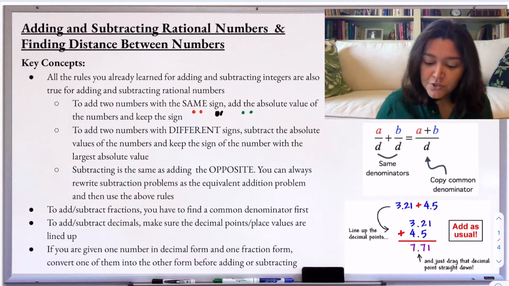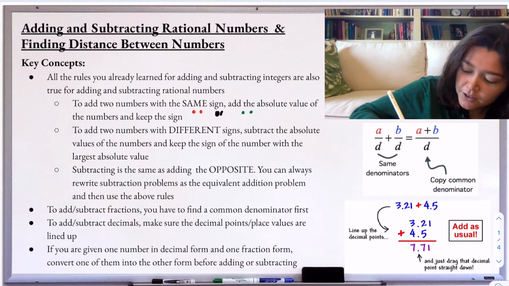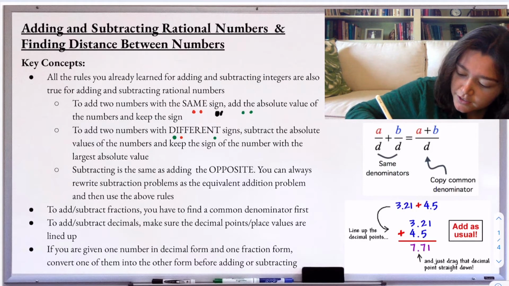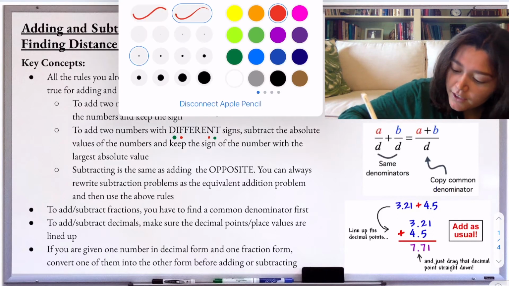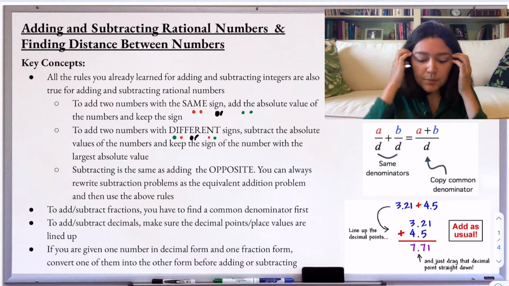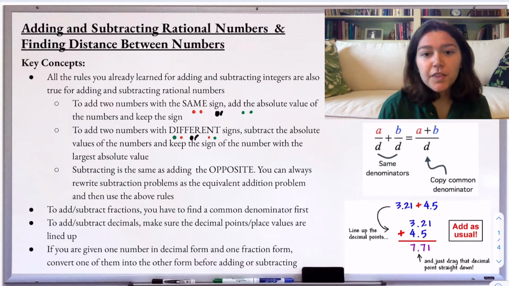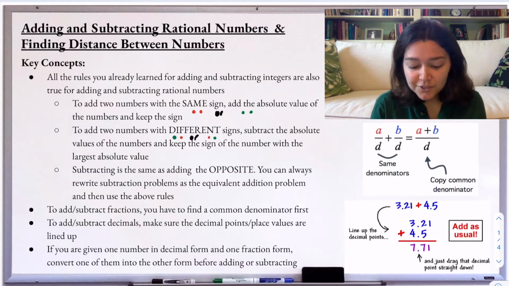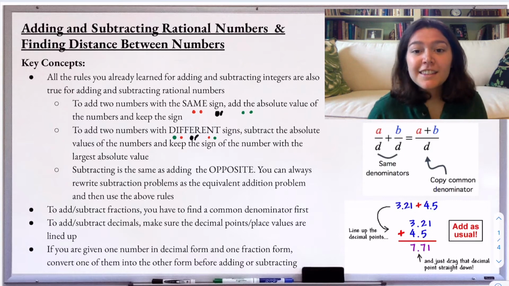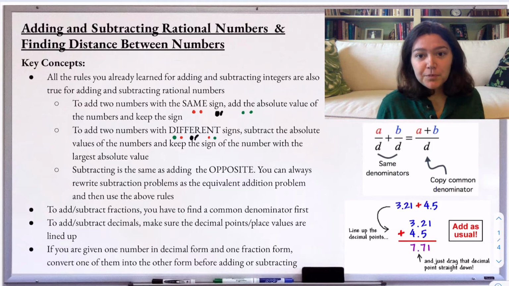And then when you add two numbers with different signs, meaning you have one positive and one negative, the order doesn't matter, then you're going to subtract the absolute values of the numbers and then keep the sign of the number with the largest absolute value. Remember, if we see subtraction, subtracting is the same as adding the opposite of the number. So you can always rewrite subtraction problems as the equivalent addition problem and then use these rules above.